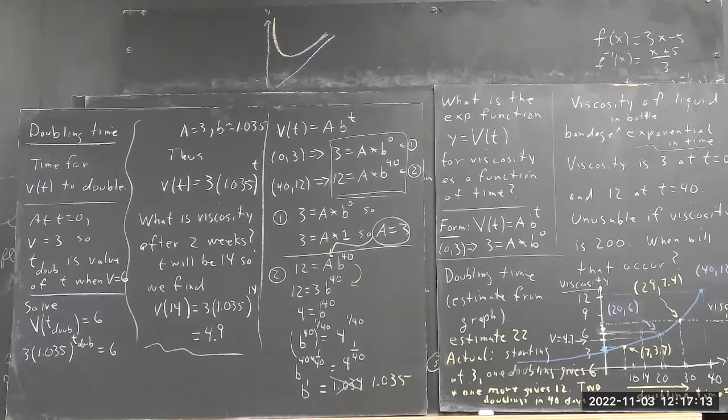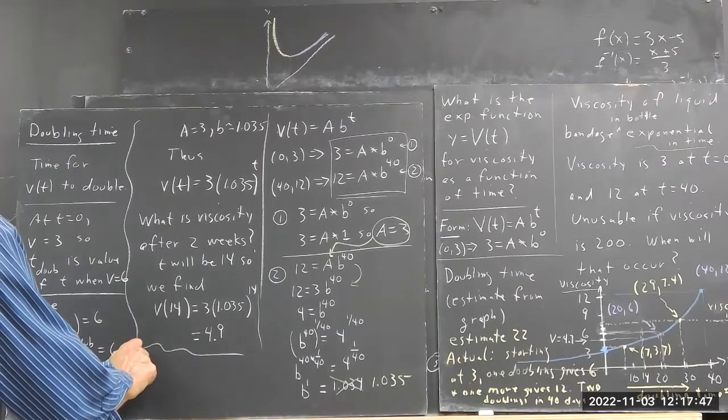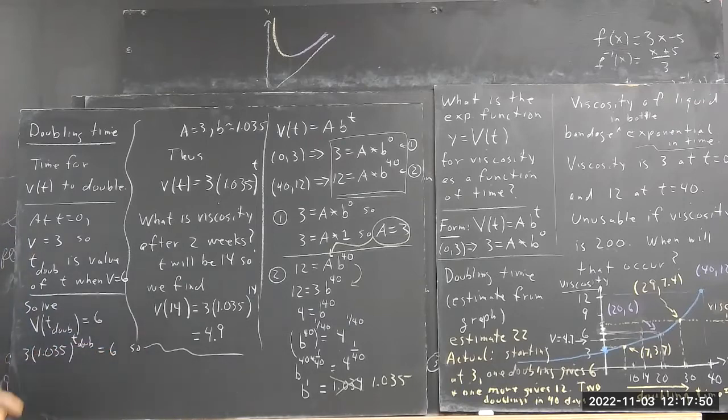Okay. What's the first thing you're going to do with this equation? We don't have time for me to have you work it out, but I'll bet you can. We have 5 more minutes. If we divide both sides by 3, I don't have room to write it out, we're going to get 1.035 to the t dub equals 2.